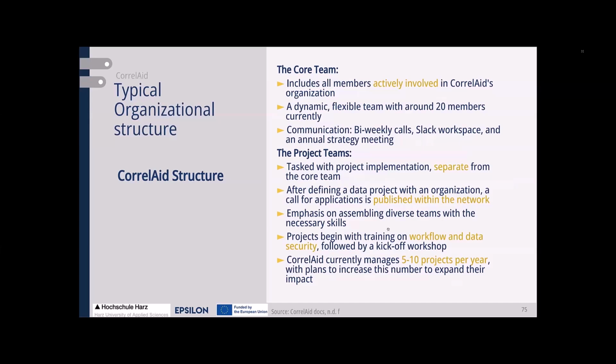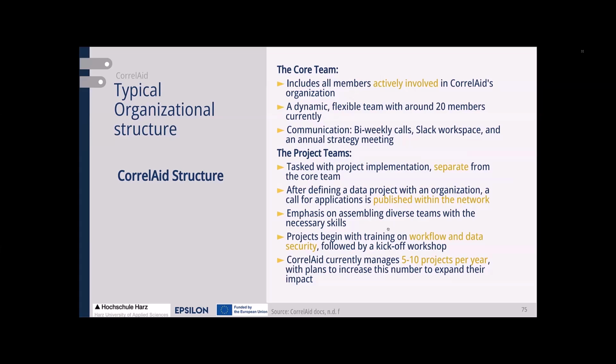In the core team, all members of the organization are actively involved, and a dynamic, flexible team with around 20 members currently builds the basis, or the core, for the whole of Germany. There are bi-weekly calls, or most of the time Slack channels are used, and there is an annual strategy meeting. All those points together form the core team.